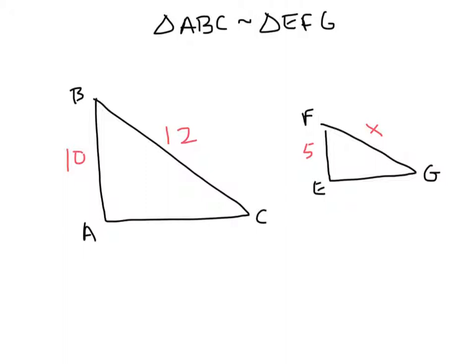Now since EFG over here has my missing side, I'm going to use that as my ending point. So these are going to be my end numbers and these are going to be my beginning numbers. I always like to use the one that has missing information to set that up because that's the number I'm trying to get to.